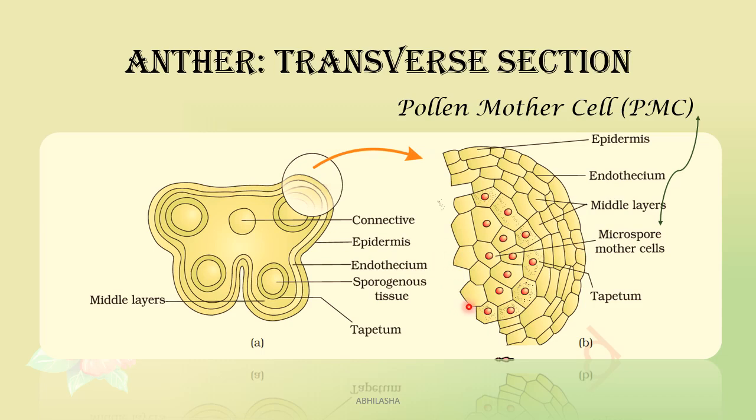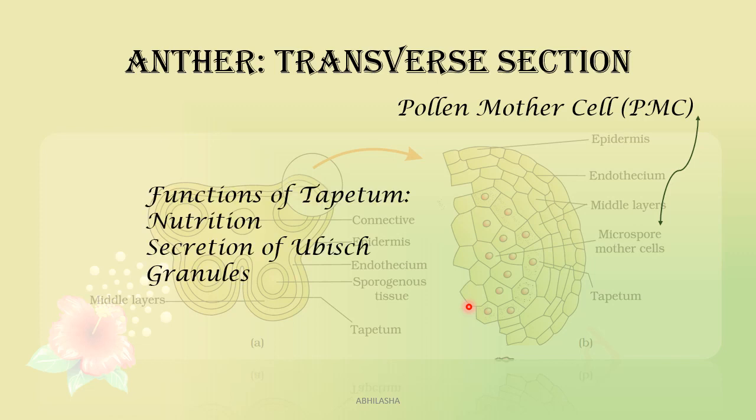Besides these, tapetum performs one more very important function. It secretes lipid-rich granules known as Ubisch granules. These Ubisch granules form exine, or the hard outer cover of pollen grain. This exine keeps the pollen safe. So two functions of tapetum: nutrition and secretion of Ubisch granules.